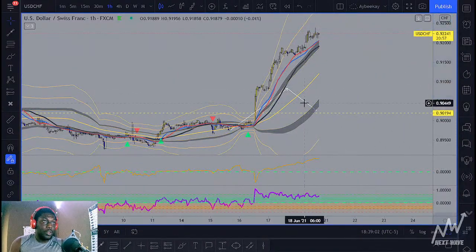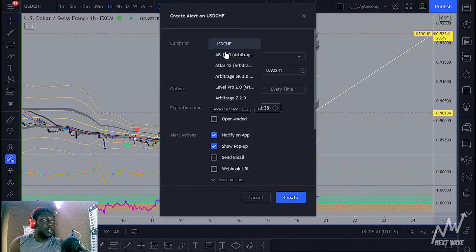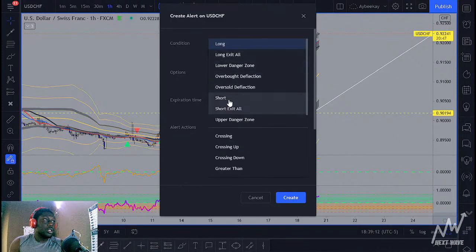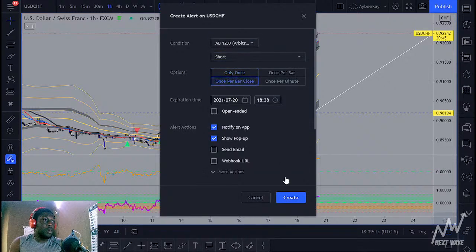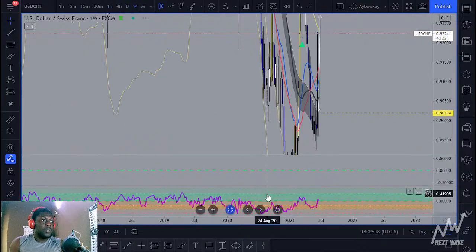Let me get rid of all this stuff right here real quick. Or actually, I need it. Let me set this alert for the sell possibility. Shorts, once per bar close. And then let me go on to the weekly time frame, see what that looks like.